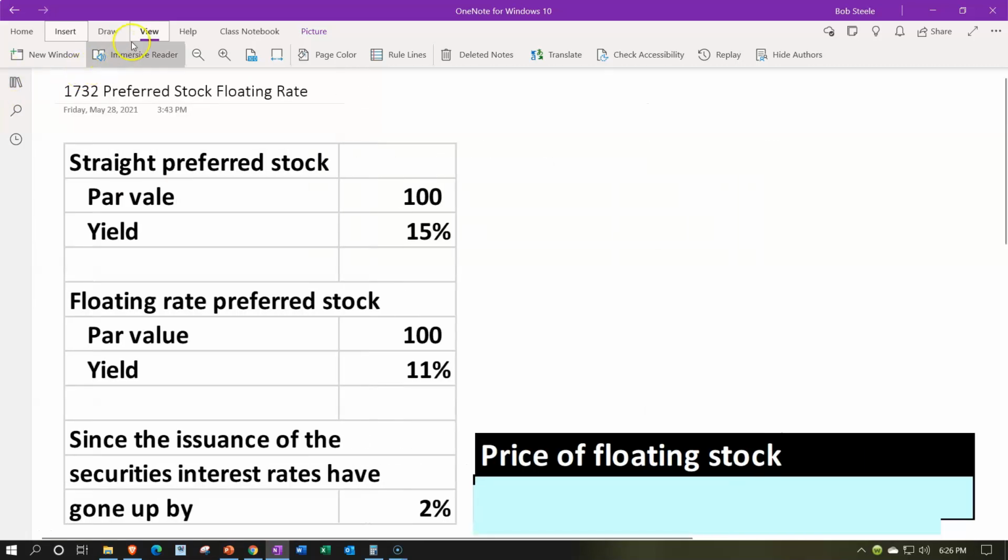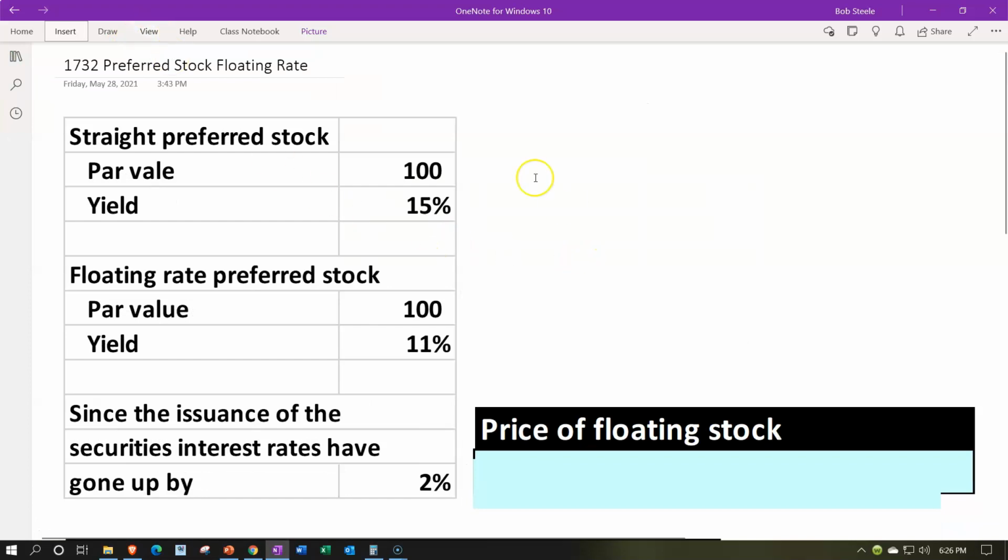Closing the icon, we have our information up top. Going to go through the calculations on down below. We're looking at the preferred stock, and we're thinking about the difference between a straight preferred stock and a floating rate preferred stock, generally from the standpoint of the investor.